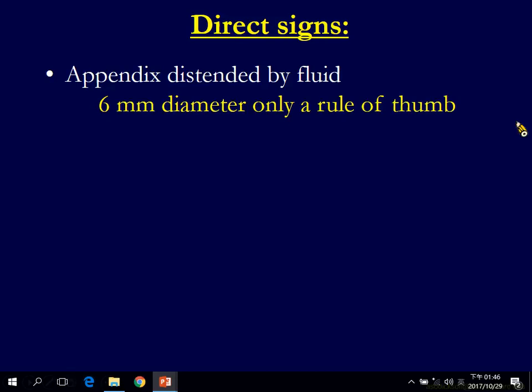The appendix can be distended by fluid. People use 6 millimeters a lot, but keep in mind that this is only a rule of thumb. This actually comes from the ultrasound literature in pediatric patients, where with compression, the appendix does not go to a diameter smaller than 6 millimeters. In CT, you can often find a normal appendix that has a larger diameter. It is very rare to find an abnormal appendix that is smaller than this. So this is helpful if the appendix is thin, not as helpful if it's distended.